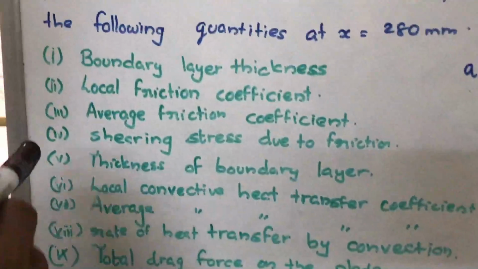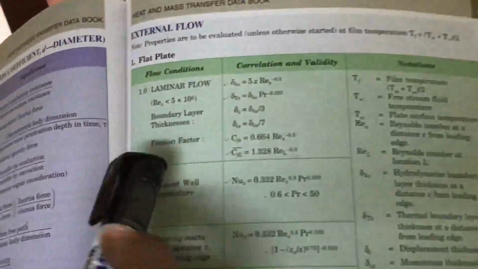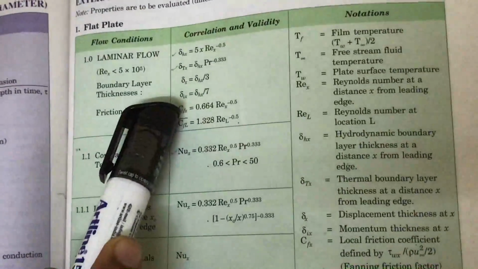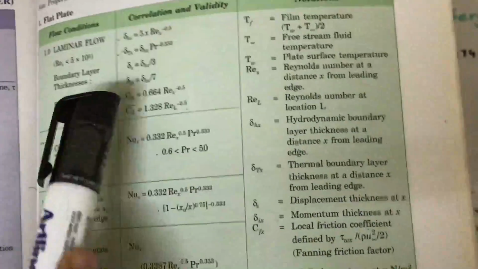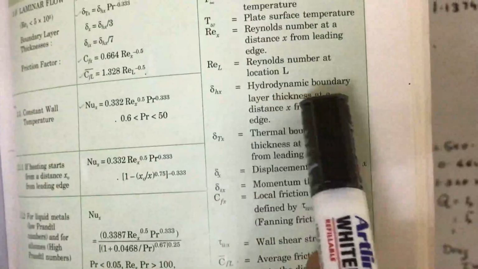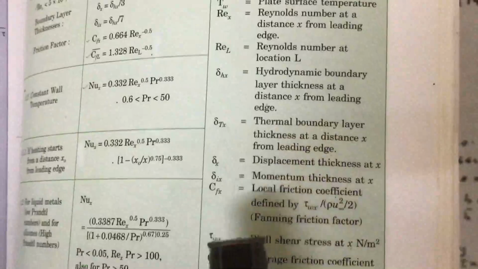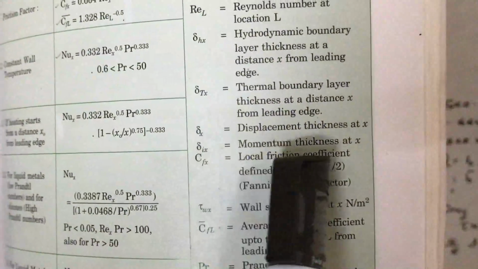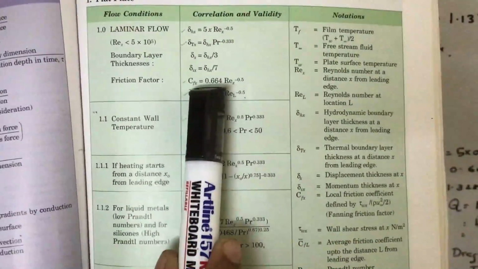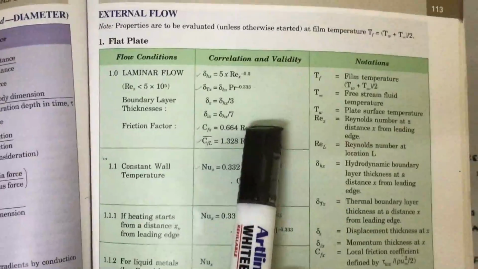The second quantity is the local friction coefficient. For finding it, Cfx is the local friction coefficient. If we do not know what delta x is, it is given here: delta x is the boundary layer thickness, and Cfx is the local friction coefficient. For getting the local friction coefficient, the formula is 0.664 divided by Reynolds number raised to 0.5.